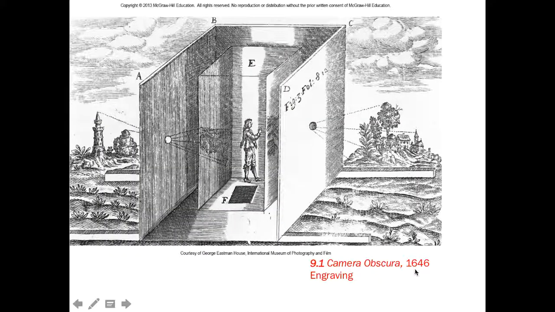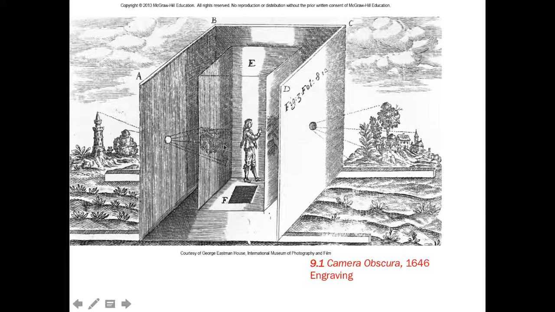This is a camera obscura in 1646. The camera is not invented for another 200 years. But what is happening is the image is being projected onto this screen that's in here, and it's upside down. You can kind of see it better in this one where the leaf is upside down. See how this leaf right here is presenting itself upside down.